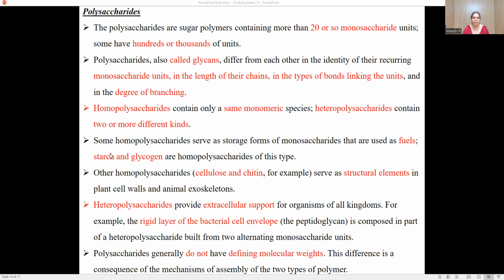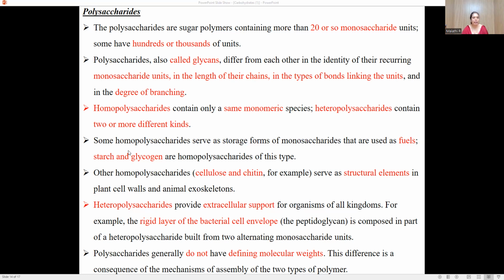In case of animal cell, glycogen is the storage form of homopolysaccharide. So both starch as well as glycogen will be used for the fuel purpose, for the energy purpose. Both starch and glycogen will be oxidized to produce energy, and that energy will be used for the metabolic processes as well as the physiological processes.